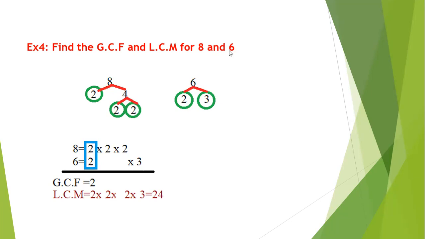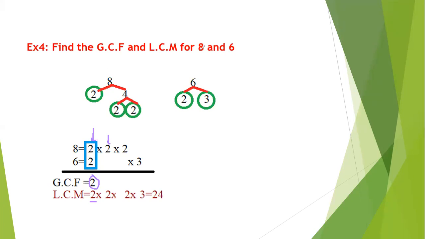2 times 3. To get the GCF, we take the common factors only. I have 2 common between 8 and 6, so I will take only one 2. So the GCF equals 2. But for the LCM, I'll take all the numbers in the columns. From this column, I will take 2. From this column, I will take 2. Here, I will take 2 and I'll take 3. So 2 times 2 equals 4, 4 times 2 equals 8, 8 times 3 equals 24.